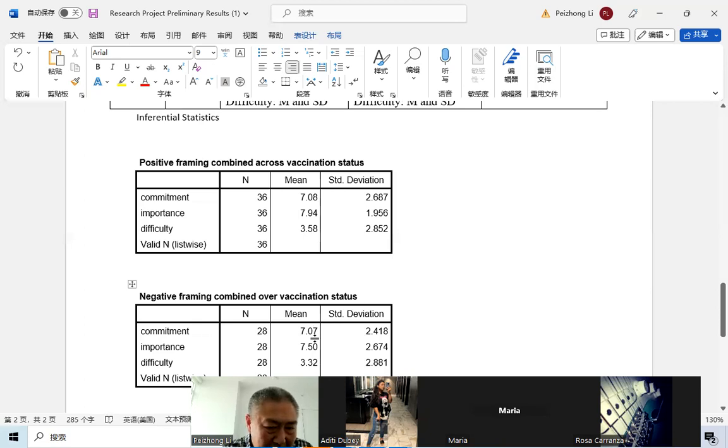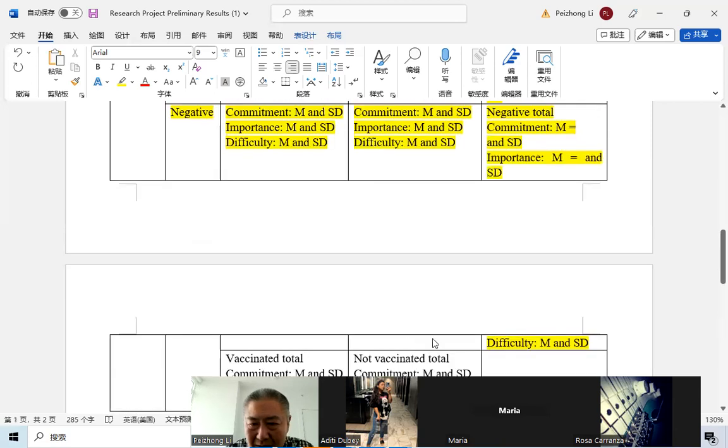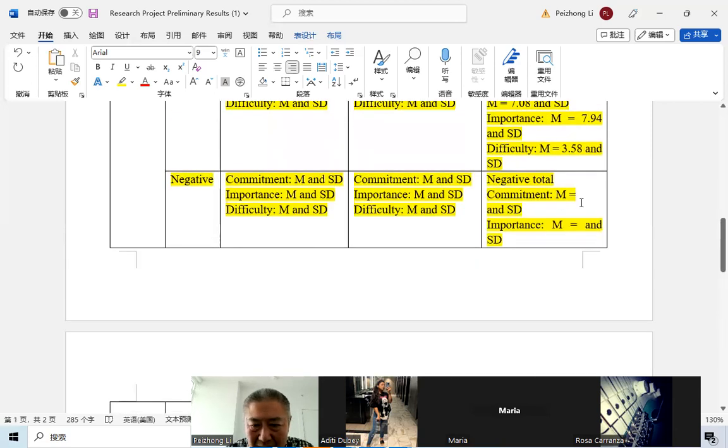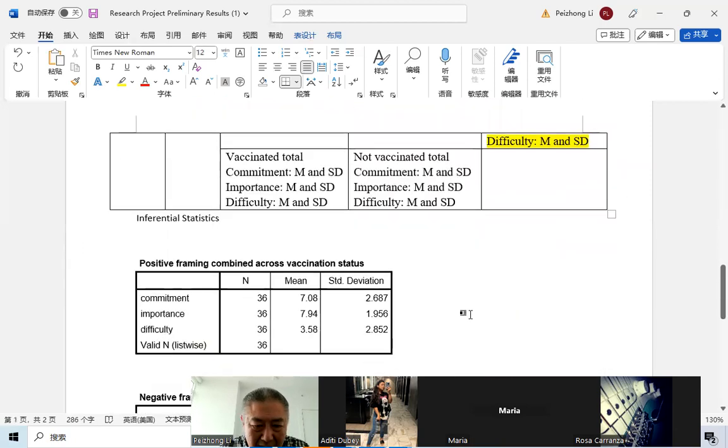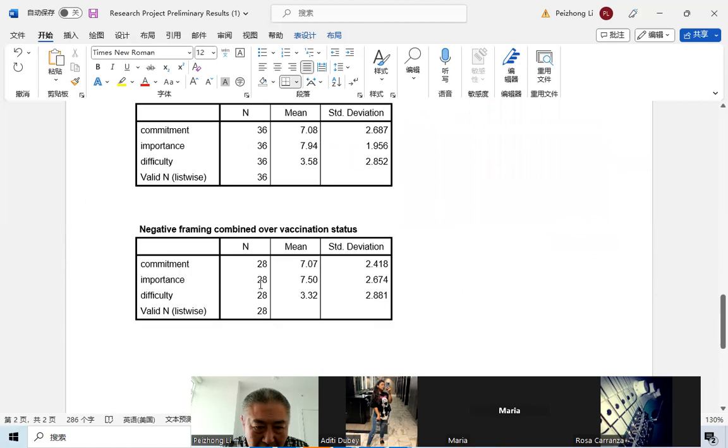But then you want to ask: is this difference statistically significant, yes or no? Probably not. The difference is too small. 7.08 versus 7.07, the small difference may be due to luck. Here, negative framing for commitment is 7.07. It's not big. Then how about importance?